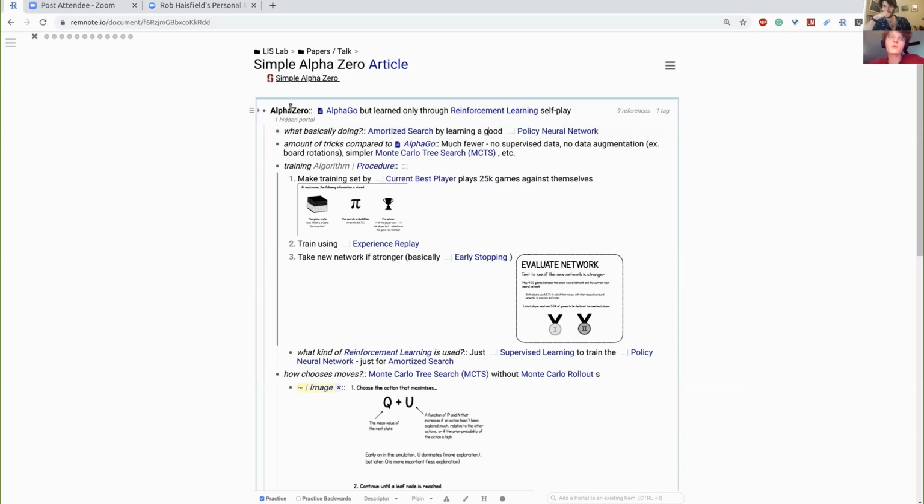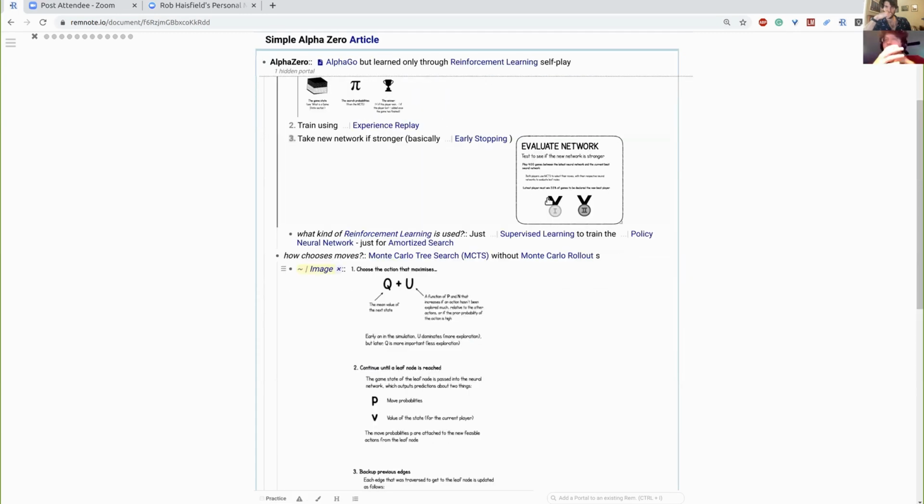for AlphaZero, what are the amount of tricks involved compared to AlphaGo, then this is the answer that I want to come to mind. Or if I'm wondering about what the training procedure is for AlphaZero, then I want this list here to come to mind, and so on. So those are just kind of questions that I want to be able to mentally query myself about for AlphaZero.